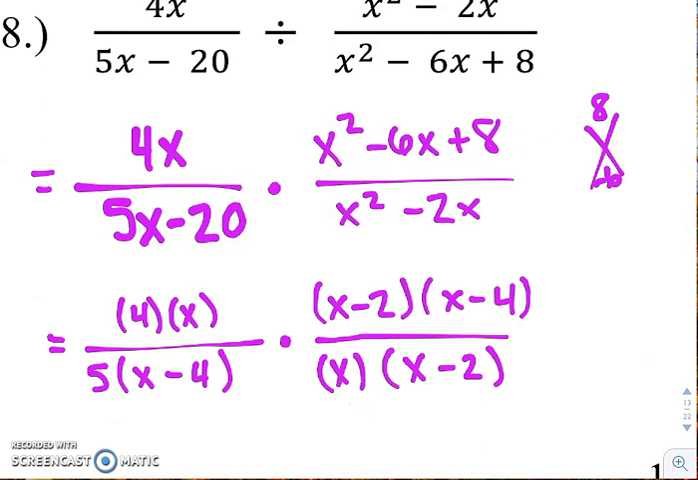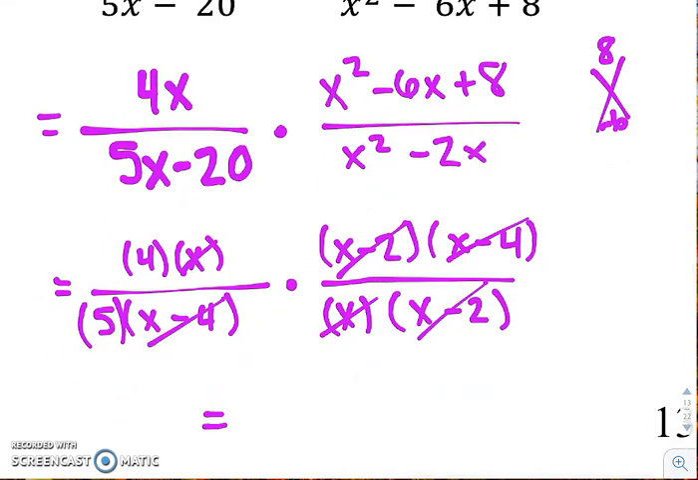So what cancels? Your x minus 2's, your x minus 4, your x's. So we're left with this one is actually just 4 over 5. Sometimes a lot of things will cancel, sometimes hardly anything will cancel. It all varies. So don't think if you only can cancel out one thing that you did something wrong. Sometimes that's just how it works.